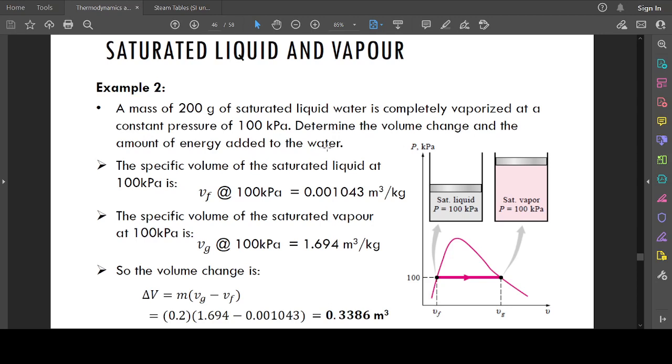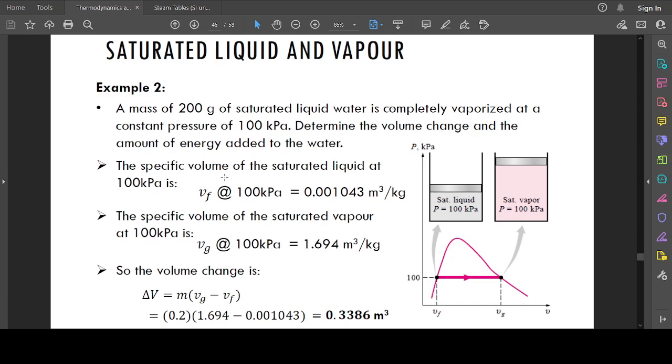So this is a process of vaporizing liquid water to vapor. So there has to be a point where there is a phase change. So we need to calculate the energy added to the water to vaporize it. That's the latent heat of vaporization. Now, determine the volume change. What will be the change in volume from liquid to gas?